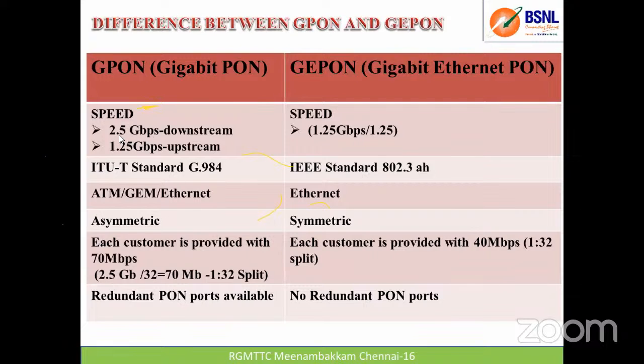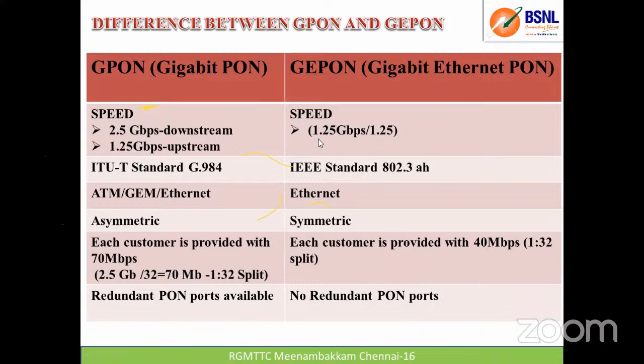The download speed of the GPON device is 2.5 Gbps, and the upload speed is 1.25 Gbps. In a gigabit EPON, it is 1.25 for both upload and download. If upload and download speed are the same, or downstream and upstream are the same, we say it is symmetric. If the upload and downstream speeds vary, we say it is asymmetric. So in GPON, the upload and downstream rates differ, and we say it is asymmetric.